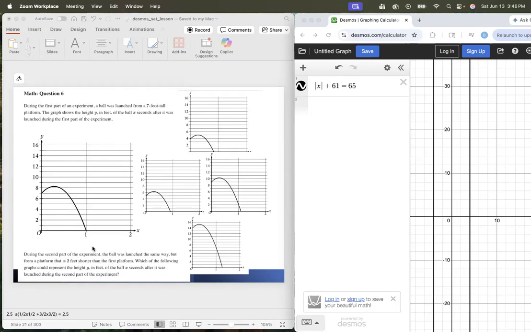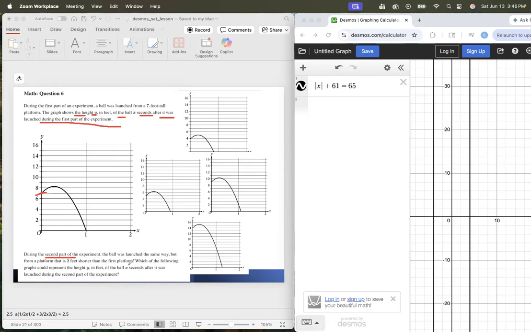As part of an experiment, a ball was launched from a 7-foot-tall platform. Based on the diagram they're giving us, this was launched from 7 feet tall, right here, 7. The graph shown gives y, the height in feet, of the ball x seconds after it was launched, during the first part of the experiment.